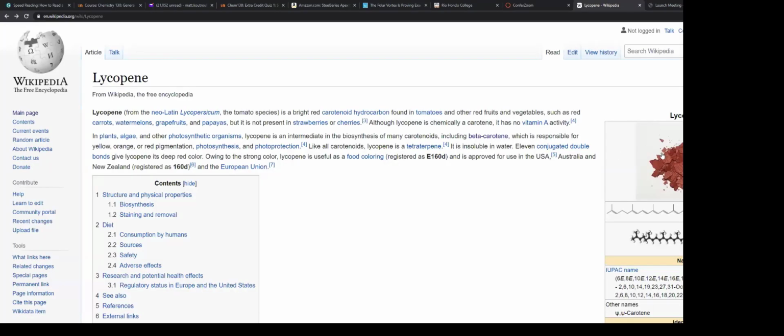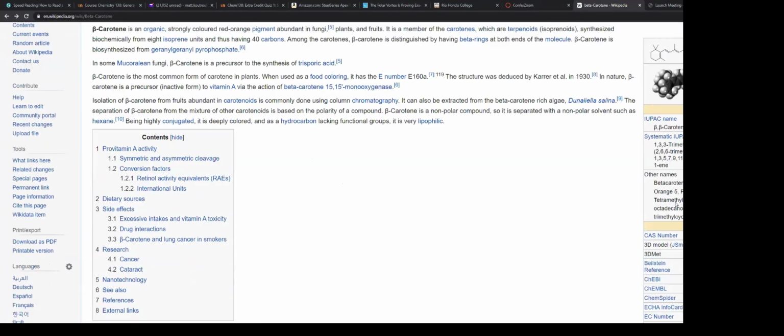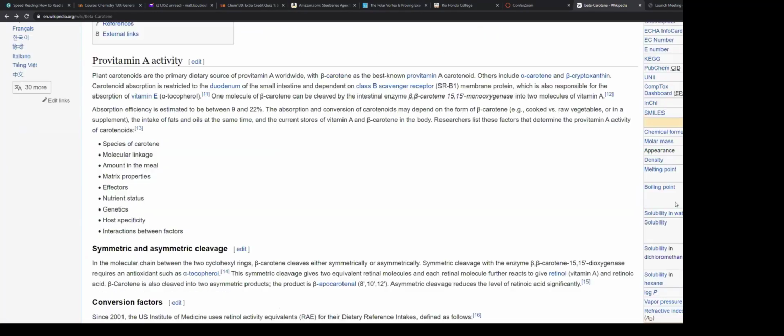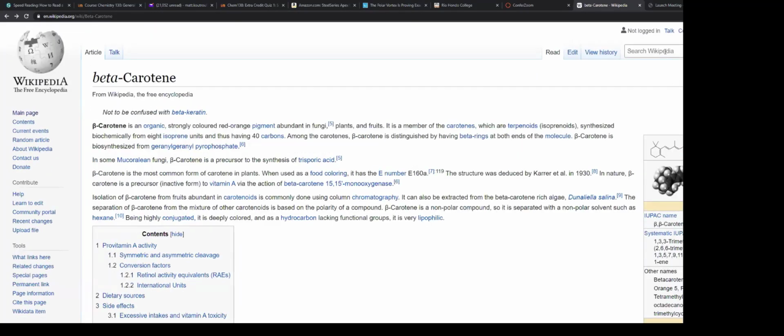Incidentally, what is true about both lycopene and beta-carotene? Most organic compounds are white. Lycopene is not. Neither is beta-carotene. Neither is a lot of other compounds that are conjugated like this. Let's look at a dye.